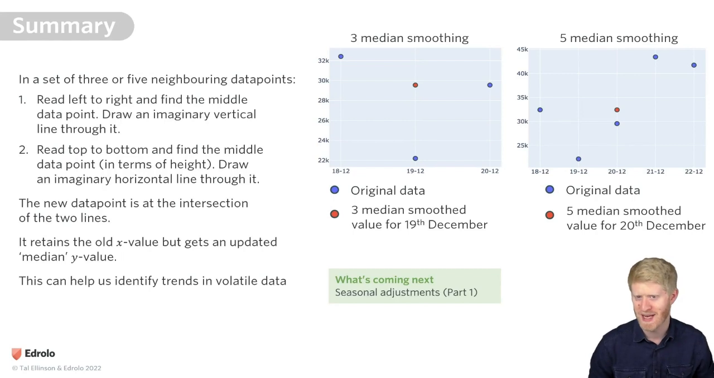All right, those are the key ideas from today. 3 median and 5 median. Fix your horizontal value, and then find your middle vertical value. I'll see you next time for seasonal indices.